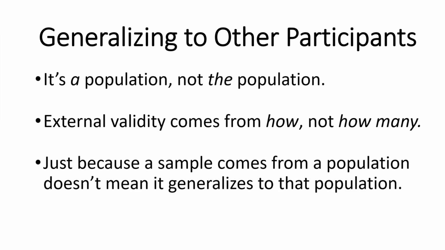External validity, we care about how we got that sample and if that is a good representation of the population we want to study. And that leads us again to that last idea that just because a sample comes from a population doesn't mean it generalizes to that population. We still care about how we got that sample from the population. Was it randomly obtained? And specifically, is our sample representative of the population as a whole? So again, critical thinking about who's in our sample and how that relates to our population of interest.